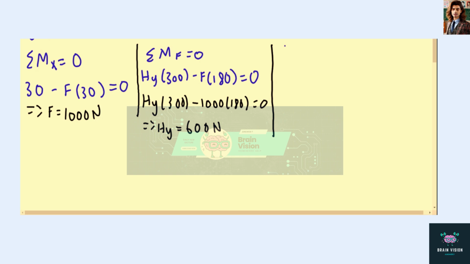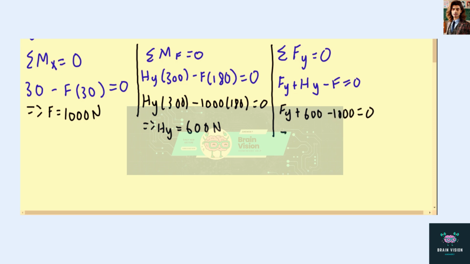And next we'll take the sum of forces in the y direction, set it equal to 0. And we can write that as f of y plus h of y minus f is equal to 0. And substituting in, we get that f of y plus h of y, which was 600, minus f, which is 1000, is equal to 0. And solving for f of y, we'll get a value of 400 newtons.